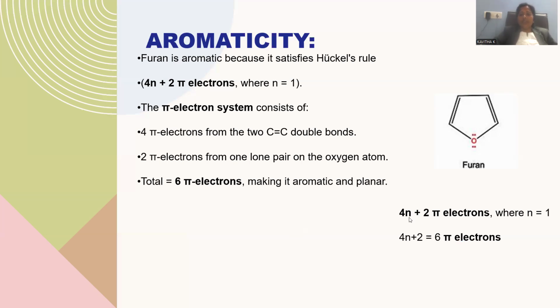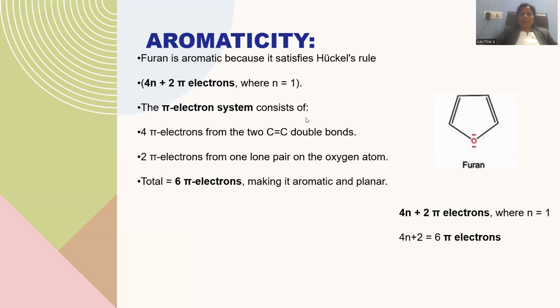So n is taken as 1, and 4 into 1 plus 2 is 4 plus 2, so a 6 pi electron system. Here also you can locate 6 pi electrons within the molecule, so the 4n plus 2 pi electron rule is perfectly obeyed by the molecule.